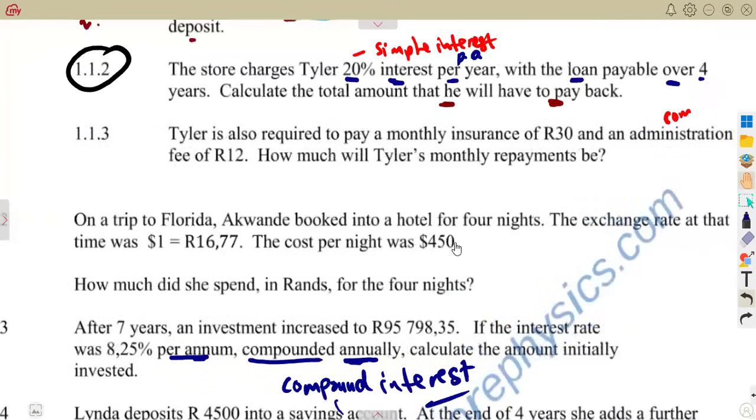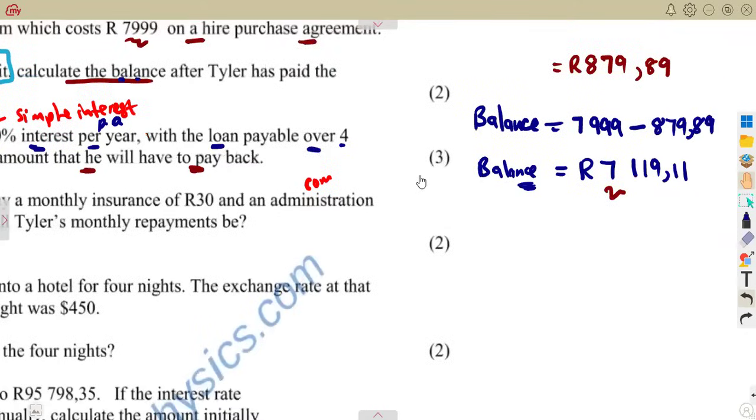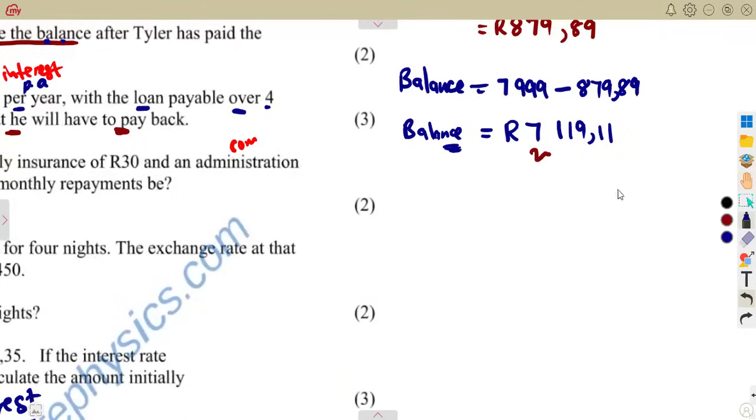Once there's a statement like compounded annually or compounded monthly, you use that. But here we do not have that, it is just 20% interest per year. It ended there. So this is simple interest. So remember your formula. It is very, very important for you to realize that.